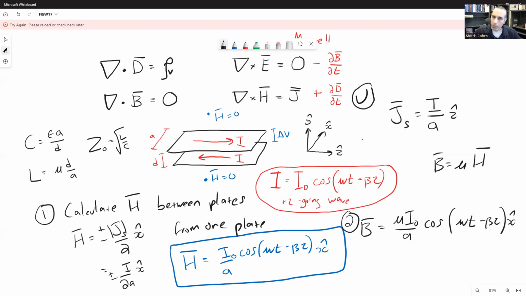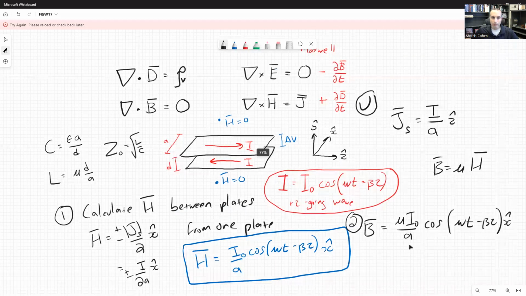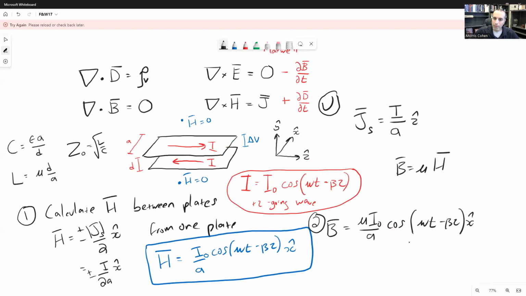All right, now using this third equation over here, we're going to take the time derivative of B in order to work our way toward getting what the electric field is. All right, so let's take dB dt.